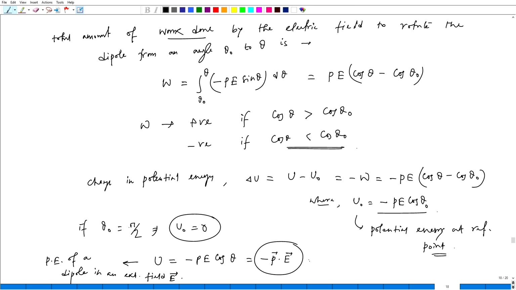In the next class we will see what happens when the dipole is placed in a non uniform electric field. In that case, torque and force are both present, and we will discuss that in the next class.